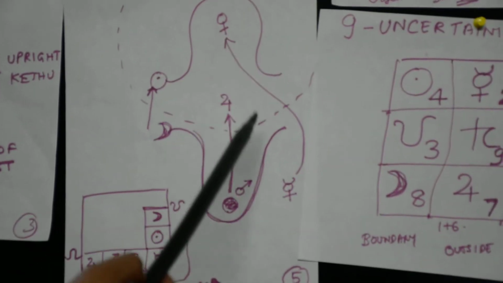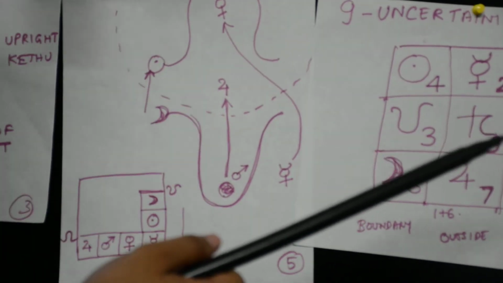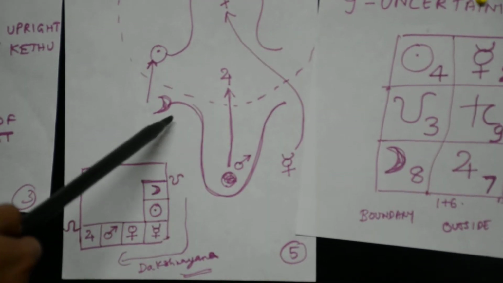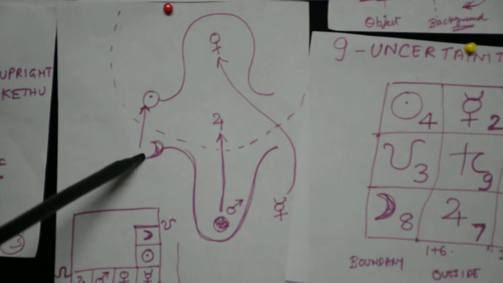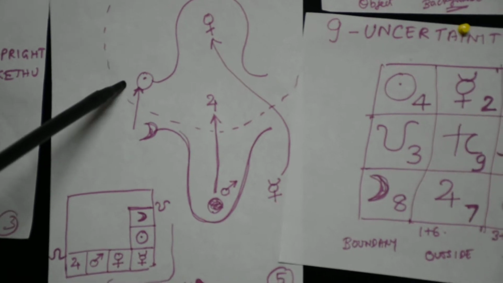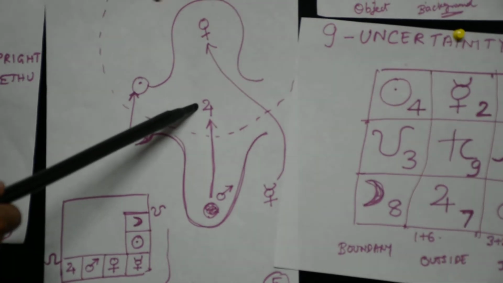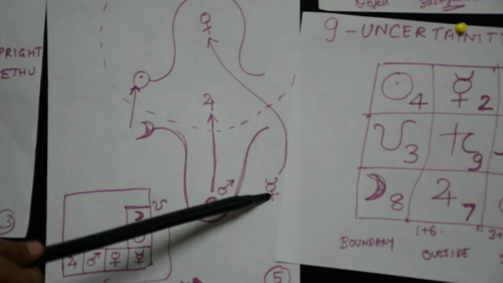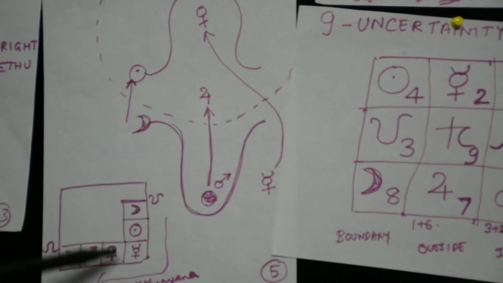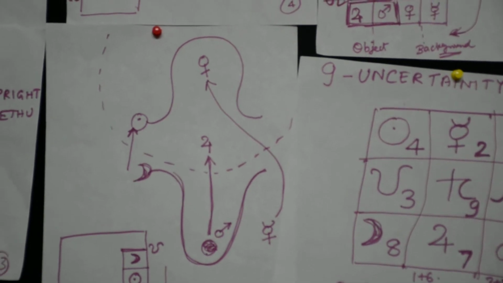Now if you take the reverse journey, what would happen if you try to take the part which is upright to upside down? So what will happen, when the part changes from this state to this state, the moon or the boundary changes from moon to sun, the object changes from Mars to Jupiter, and the background area changes from Mercury to Venus. So moon to sun, Mercury to Venus, Mars to Jupiter.